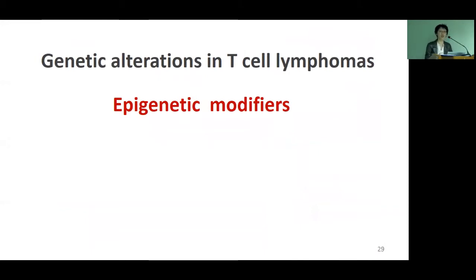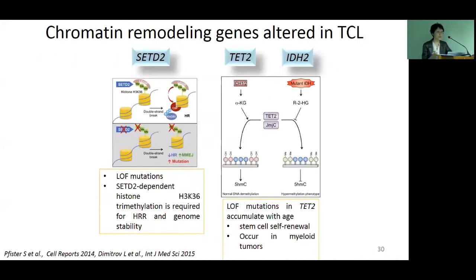Another group of genes that are recurrently mutated in many forms of T-cell lymphomas are genes that function in epigenetic modification. I'm listing a subset of them here. One is called SETD2. The others that are frequently involved by mutations are TET2 and IDH2. These are genes that are involved in chromatin remodeling. SETD2 is a histone trimethylation associated protein. We see loss of function mutations in many forms of T-cell malignancies.